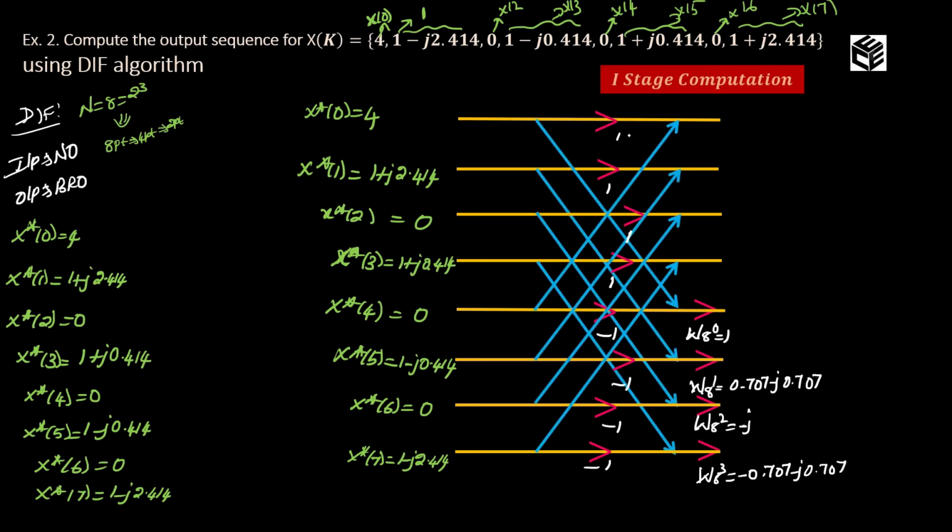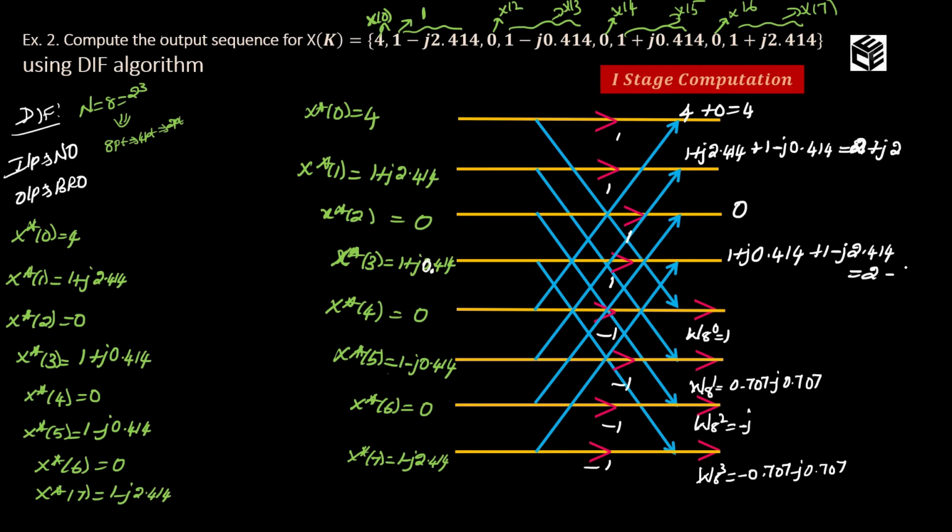So the first answer for the first line is 4 plus 0, which is equal to 4. The second line is 1 plus j 2.414. Here we are having plus 1 minus j 0.414. So this answer is equal to 2 plus j2. Okay. And this line is 0 and here it's also 0. So it is 0. This line it is 1 plus j 0.414. This plus 1 minus j 2.414. Here the answer is 2 minus j2.